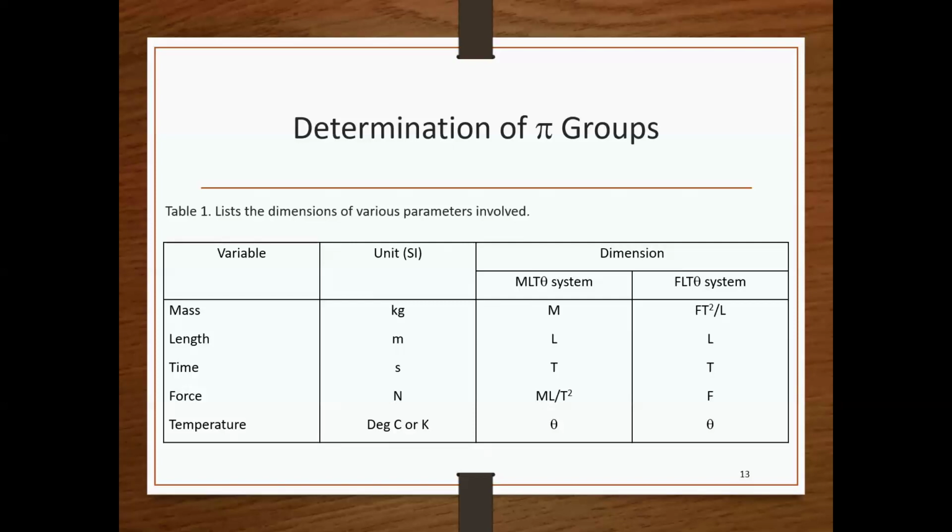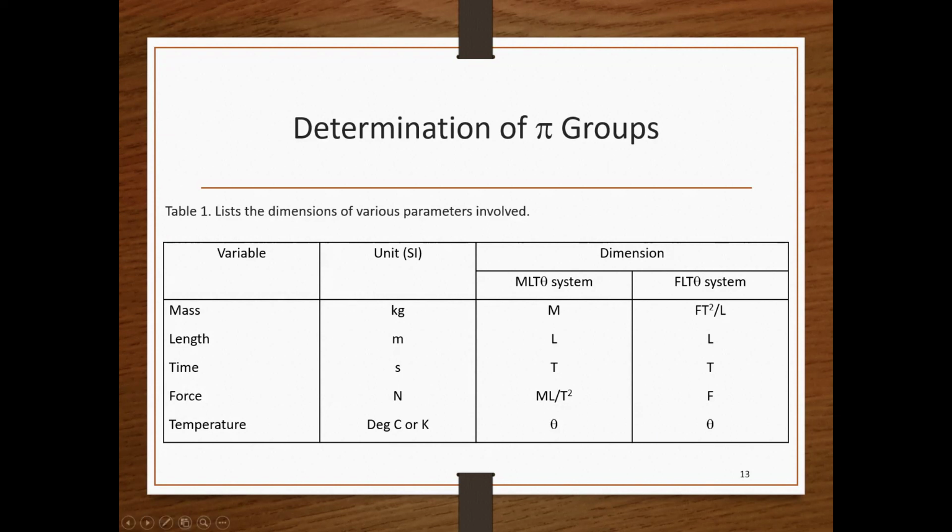The dimension in the MLT theta system is M for mass, L for length, T for time, force is ML over T squared, mass times acceleration, where acceleration is L over T squared, and temperature is theta. In the FL theta system, M is FT squared over L, since mass is weight over acceleration due to gravity. Weight is F, and acceleration due to gravity is L over T squared. So length is L, time is T, force is F, and temperature is theta.